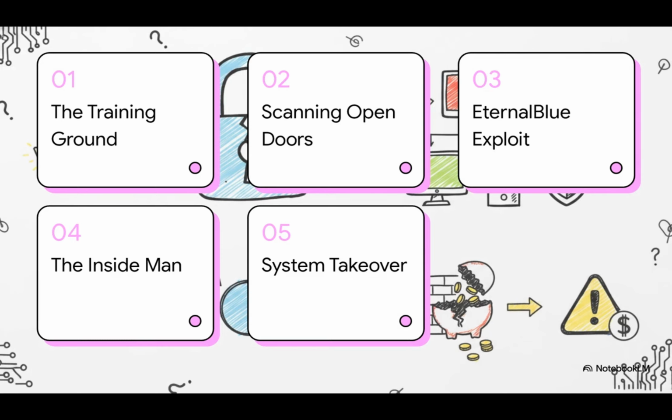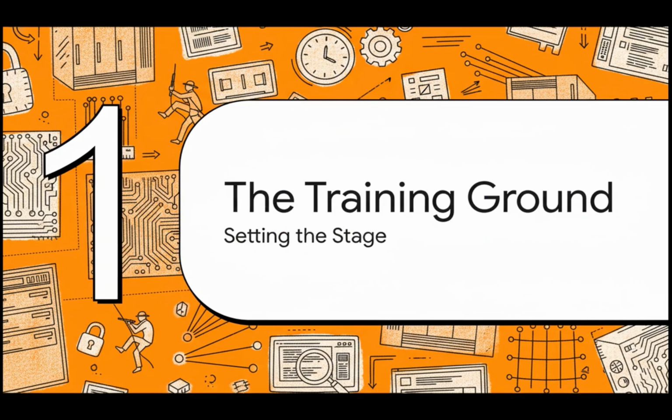Here's our blueprint for today. We're going to start by looking at the digital training ground, then move on to scanning for open doors, deploying the EternalBlue exploit, planting our invisible inside man, and finally executing that total system takeover. Let's get to it. Part 1, the digital training ground.